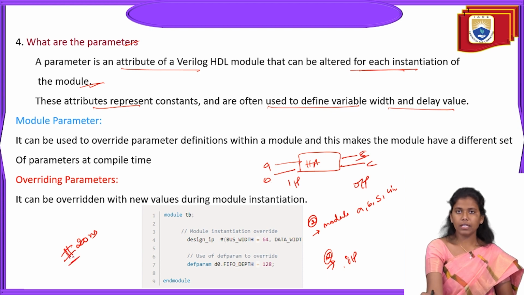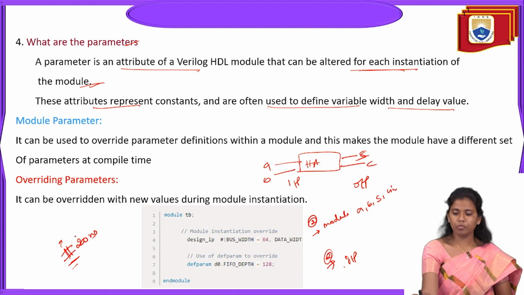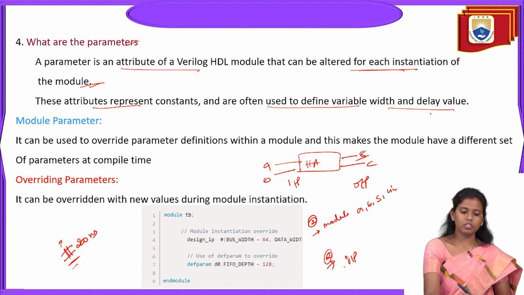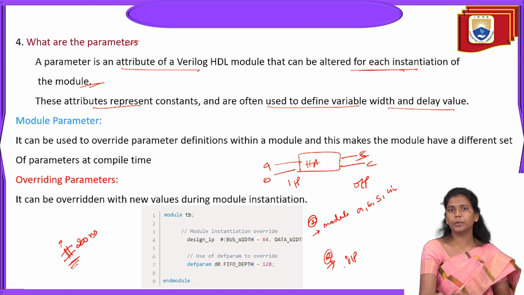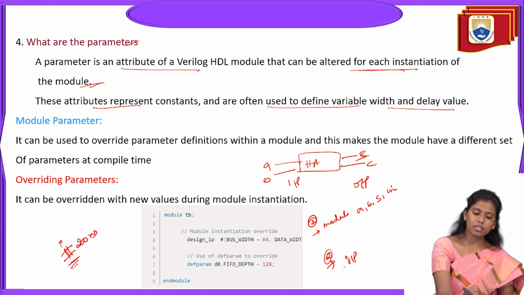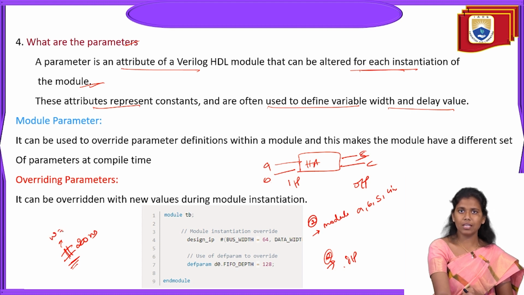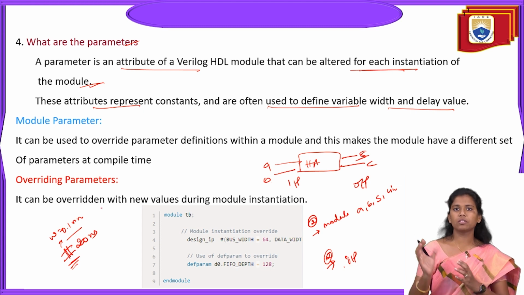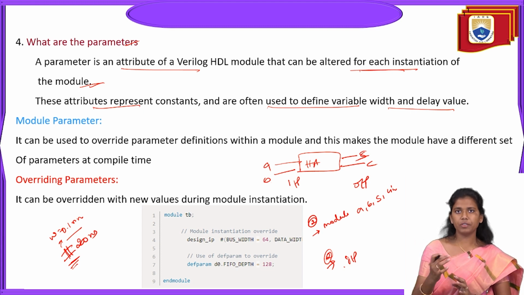So we can represent parameters in terms of delay, using something like the hash code. And if I want to instantiate the width of a particular material, I can represent W as 0.1 or 0.2 mm. So these are nothing but the parameters. They are specified by the constraints of the design, the design of a circuit.